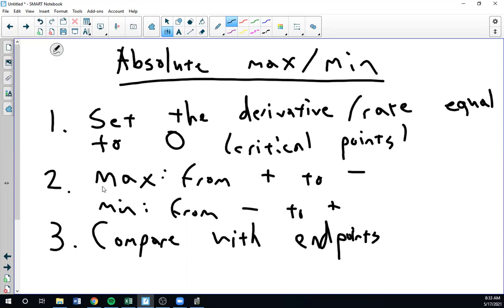Sometimes it'll actually just ask you, is there a maximum, minimum, or neither? And you're going to do this analysis in step 2 to figure that out. Okay, and then once you have figured out what those points are, you also want to compare and check with your endpoints. This is the type of question we're going to look at today, and we're going to get as good as we can at it. So I'm going to start by doing one together with you, and then I'm going to have you try some.